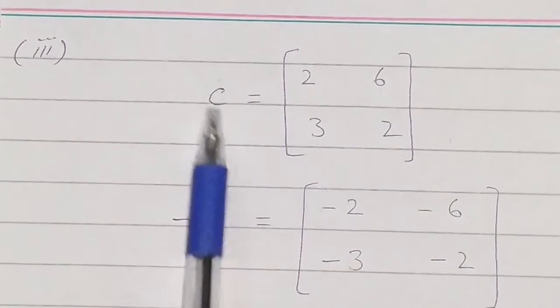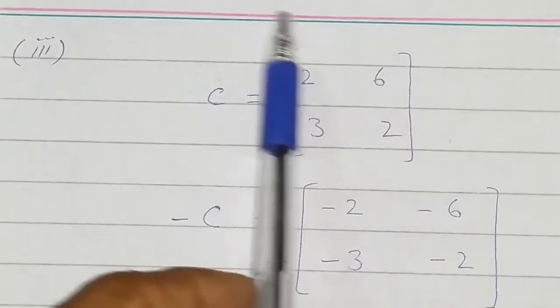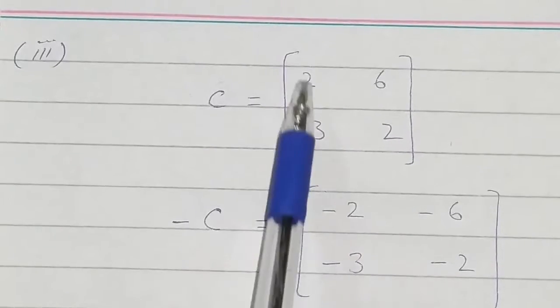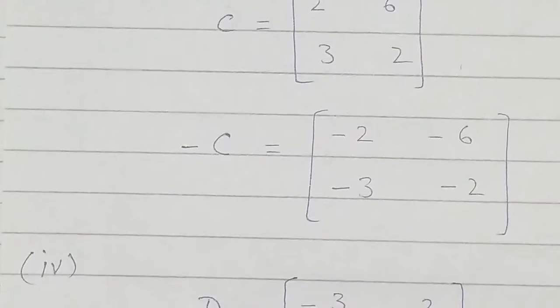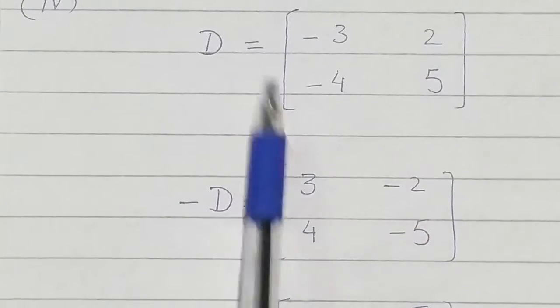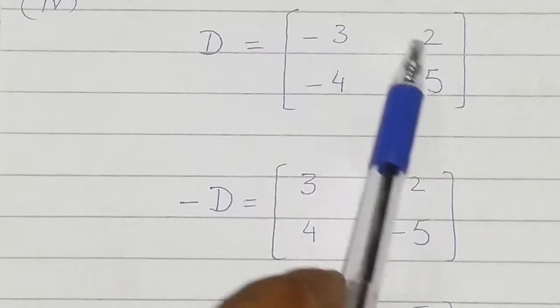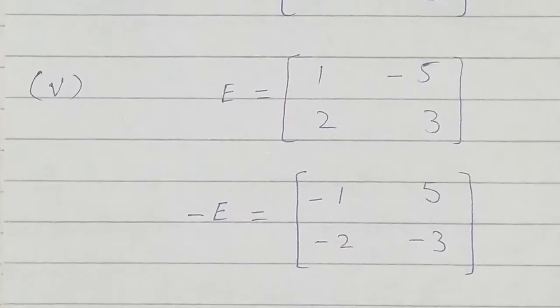Similarly, this C matrix, it's a negative of C. The negative of C can be found by changing the signs of these elements. Here again, negative D can be found by changing the signs of these elements. And here E is also found in a similar way.